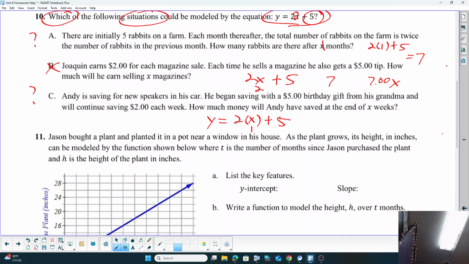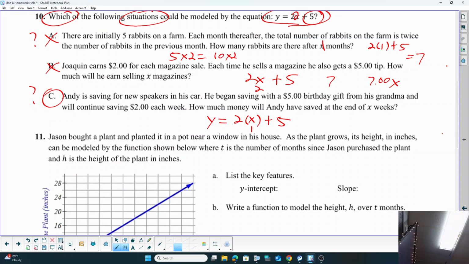5 rabbits on the farm. Each month thereafter, the total rabbits on the farm is twice the number of rabbits in the previous month. Oh, this sounds more like an exponential growth. Because you have 5 rabbits on a farm, and then it's twice the number of rabbits in the previous month. So you have times 2, so that'd be 10. And then you're going to double that. And so that's going to be times 2. Yeah, so maybe just 2x, or maybe even 2 to the x power, actually. I don't know. But it's definitely, yeah. So we're looking at more C than A.